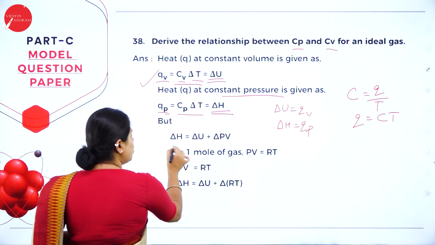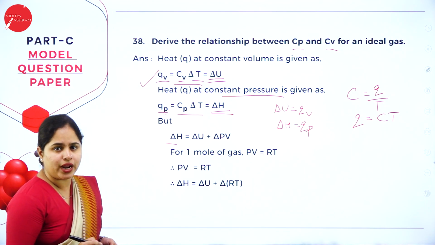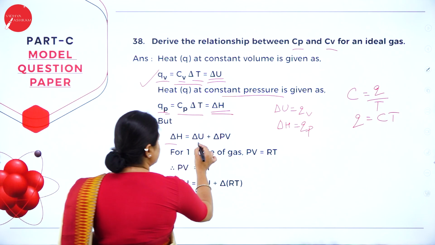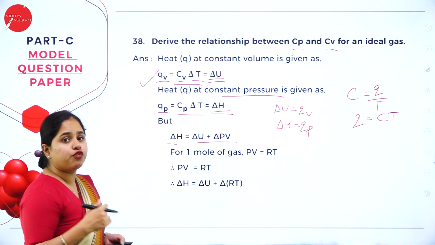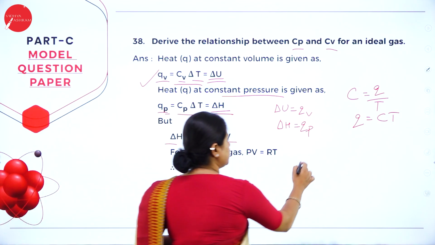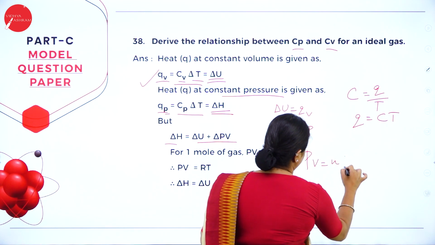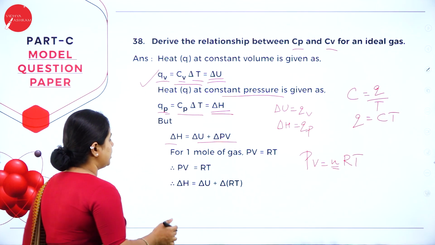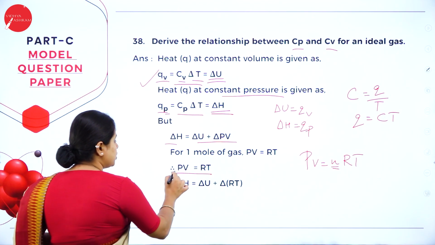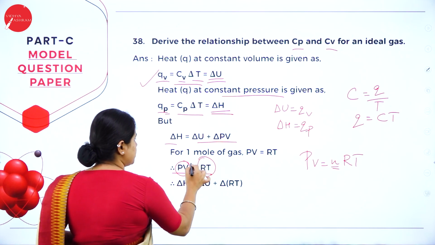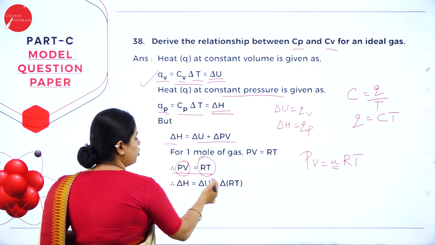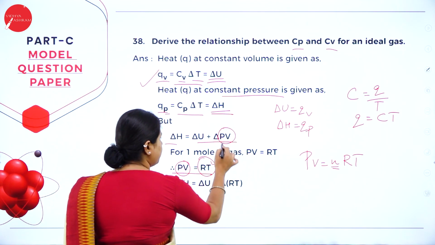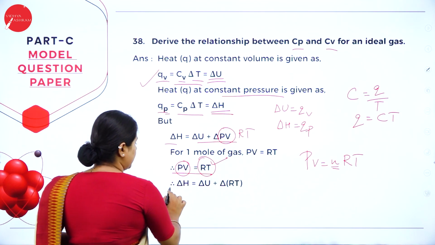Now we already know the equation for enthalpy, that is delta H is equal to delta U plus P delta V. And from the ideal gas equation we know that PV is equal to nRT. So we are going to consider 1 mole of a gas, so n will be equal to 1. So that gives PV is equal to RT. So you have PV here, which we are going to substitute by RT. As PV and RT are equal, in place of PV, we are going to substitute RT. So that is what is written here.